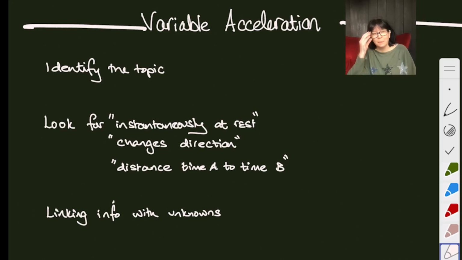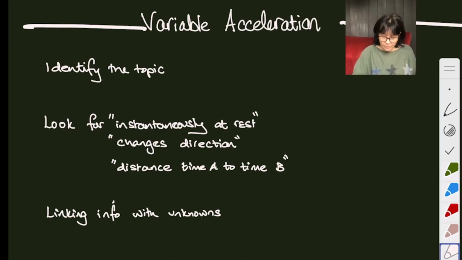Okay, so variable acceleration questions. We're focusing on the AS because if you can confidently do the AS questions, then basically you're fine on the second year questions. There's a slight extension, which is that in the second year there's 2 dimensions instead of 1, but really that is not a big deal. This is a really good foundation for building that second year variable acceleration, so that's why it's worth us spending time on it. So how do we identify the topic?